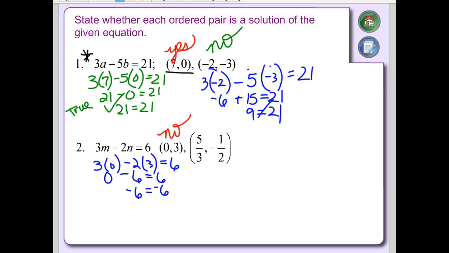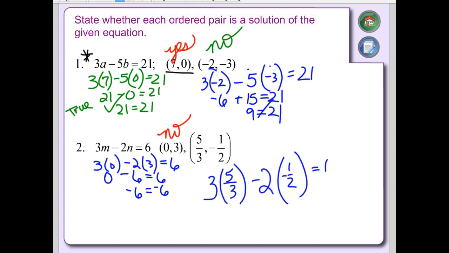Okay, we've got 3m. Remember, m is the first, minus 2n, negative 1/2, equals 6. So what's going to happen? Well, hopefully you realize the 3's are going to cancel, and we've got 5. And over here, the 2's would cancel. A negative times a negative is a positive 1 equals 6. Does 6 equal 6? Sure does. So for the second ordered pair, we would say yes.